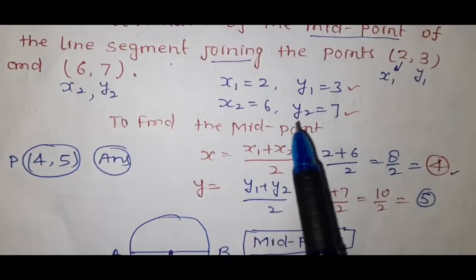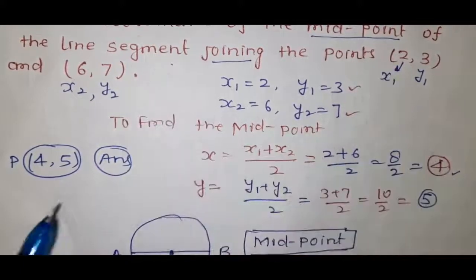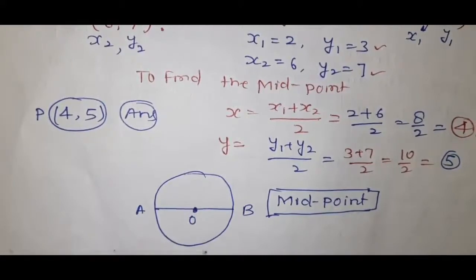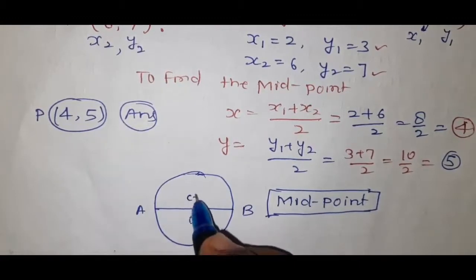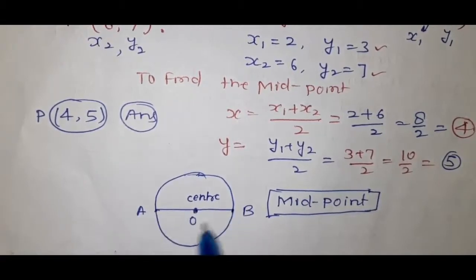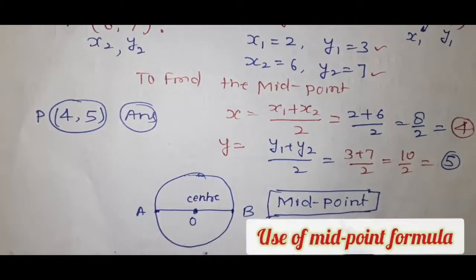And the value of y is the summation of the ordinates: y1 plus y2 by 2, that is 3 plus 7 by 2, equal to 10 by 2, that is 5. So the coordinates of the point P, which is the midpoint of these two points, are 4, 5. Understood? This is a subpart of the section formula. The midpoint formula is also useful to find the center of a circle whose endpoints of the diameter are given. And we can also find any missing coordinate amongst these three, if any two are given, by using the midpoint formula.